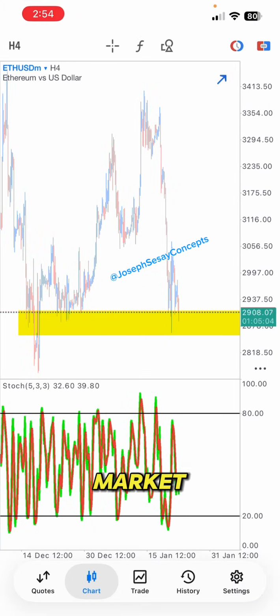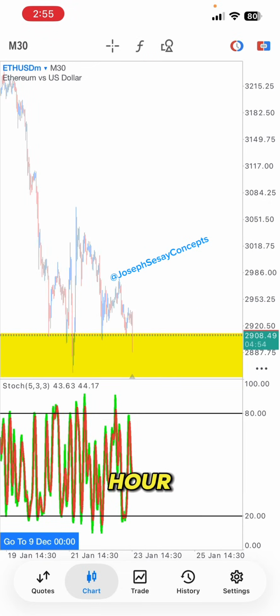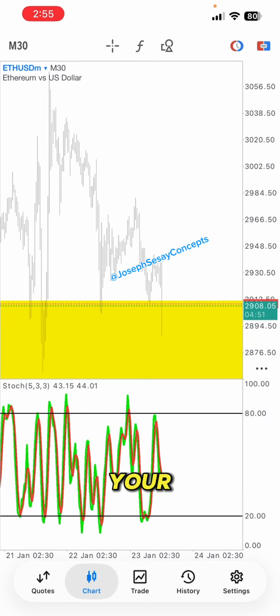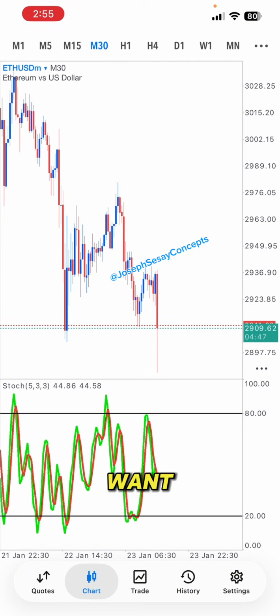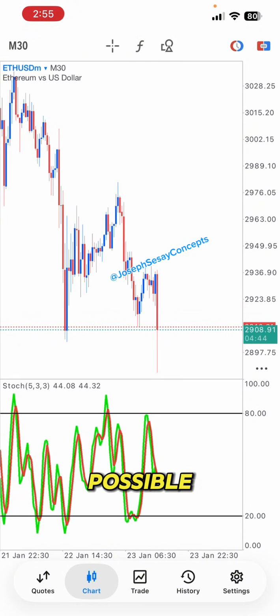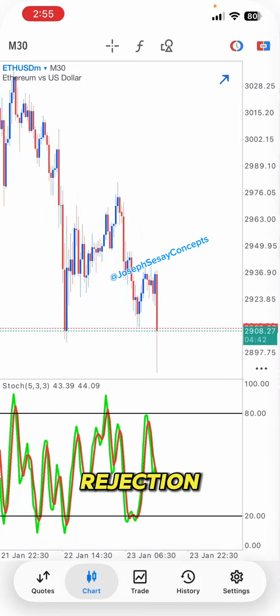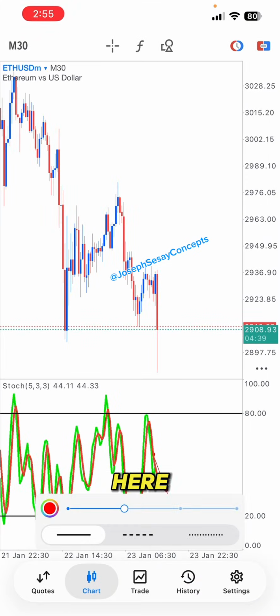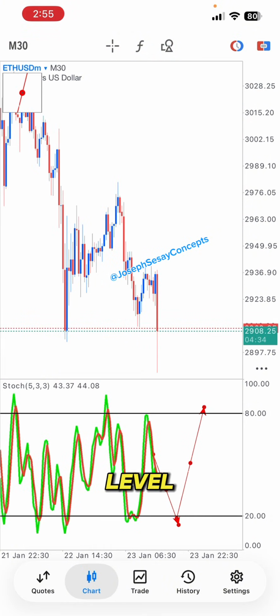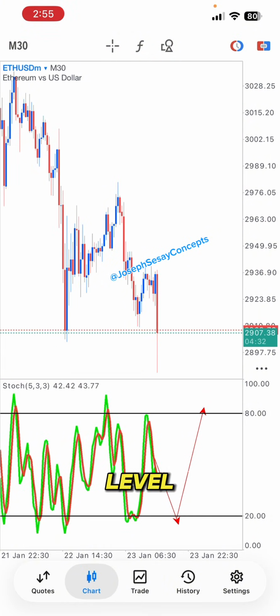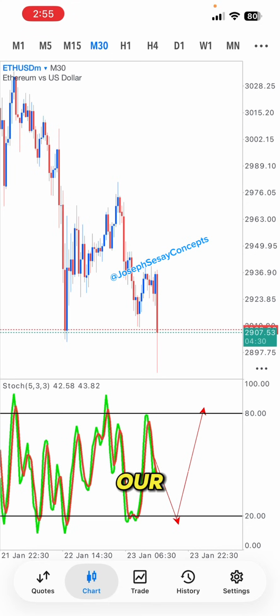So now I'm expecting the market to skyrocket again. When the market reached here before, it moved up. So I'm expecting the market to skyrocket again. You can use the H4, then go down to the 1-hour or M30 for your entry. All right, M30 for your entry, but I will explain this strategy. I just want you guys to see that it is possible. You can see the candle rejection here. So I'm expecting the price to go down to the 20 level and bounce back up to the 80 level, our oversold and overbought.